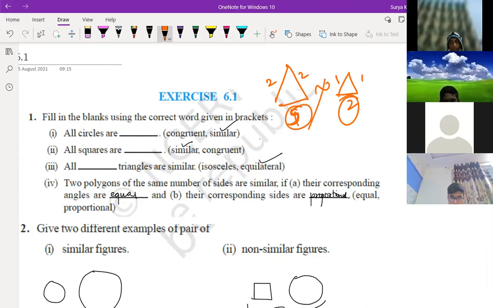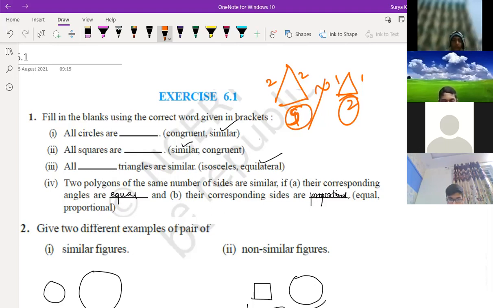Okay. So in the question it was: all dash triangles are similar. So all equilateral triangles are similar, because at that time every equilateral triangle will have 60 degrees, 60 degrees, 60 degrees. So in that case, what should you do? All equilateral triangles are similar. You should say that about equilateral; for isosceles you can't say.